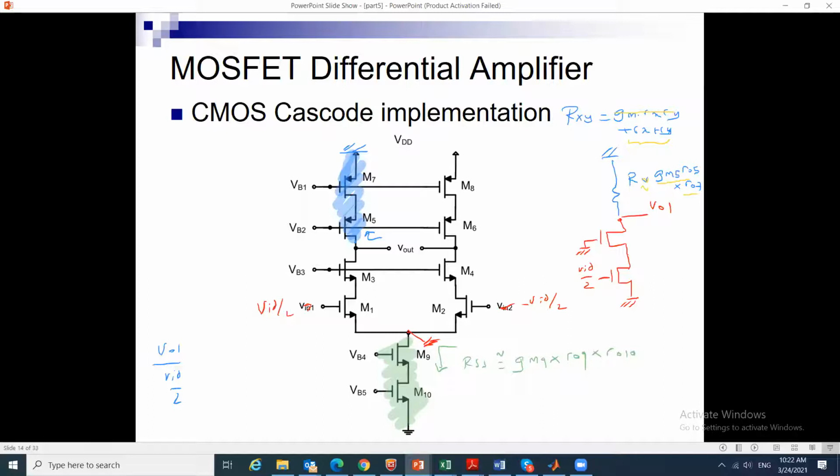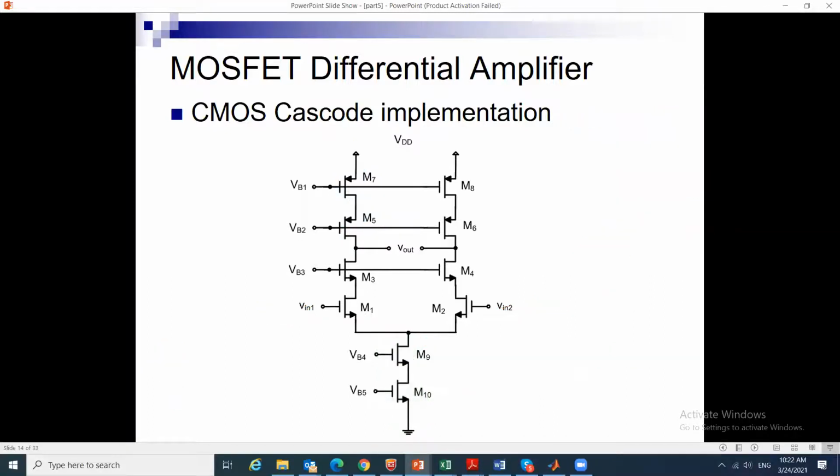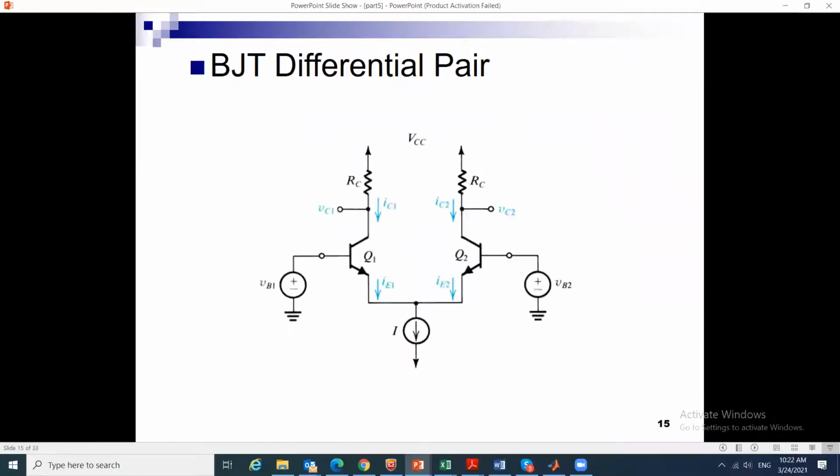Okay, great. Now we know how to divide and conquer. So the same that applies for the MOSFET applies to the BJT. For the BJT, the only difference is that IC1 will become IE1 and IE2, and the sum of IE2 and IE1 is equal to I.